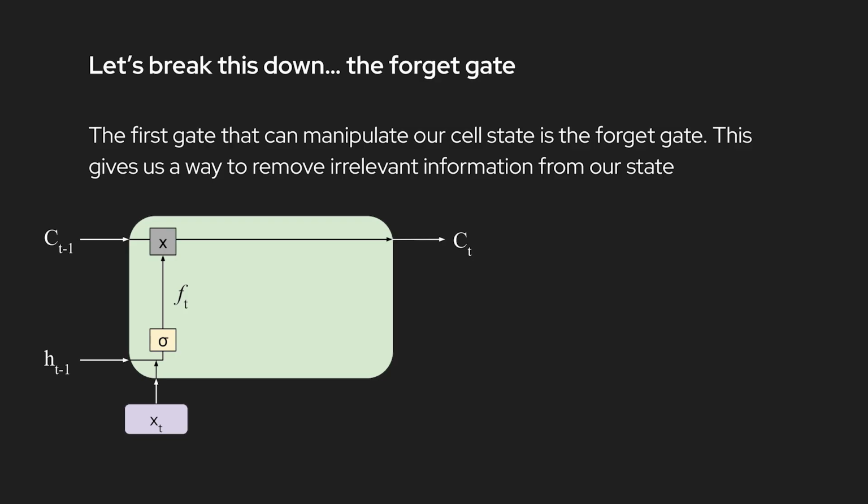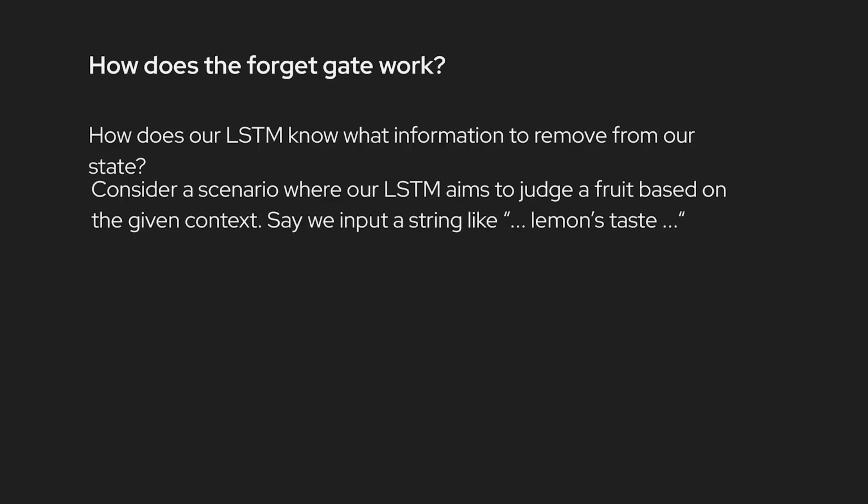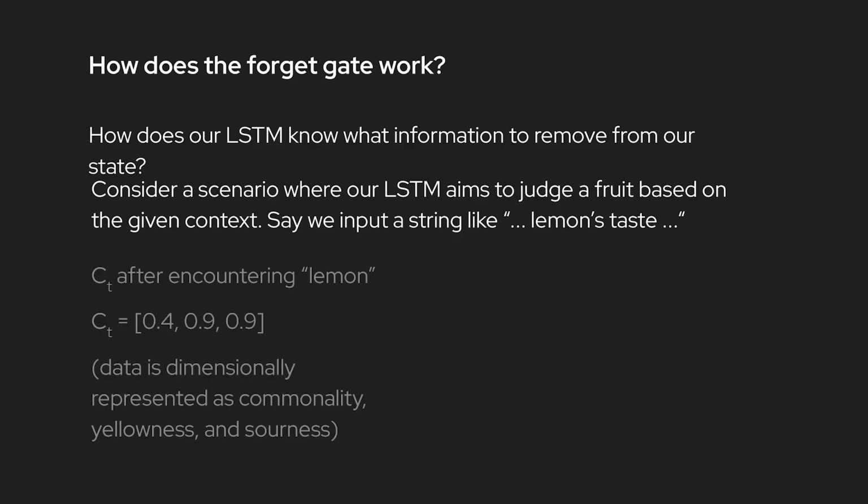How exactly does our forget gate actually remove information from the cell state, though? I think the best way for us to understand how the LSTM forgets information is through an example. Consider this scenario. Our LSTM is tasked with judging a fruit based on what the input specify. Here, our model takes in a sequence of words, here including the words lemons taste. Let's say that somehow, after encountering our word lemon, our cell state becomes CT = 0.4, 0.9, 0.9.